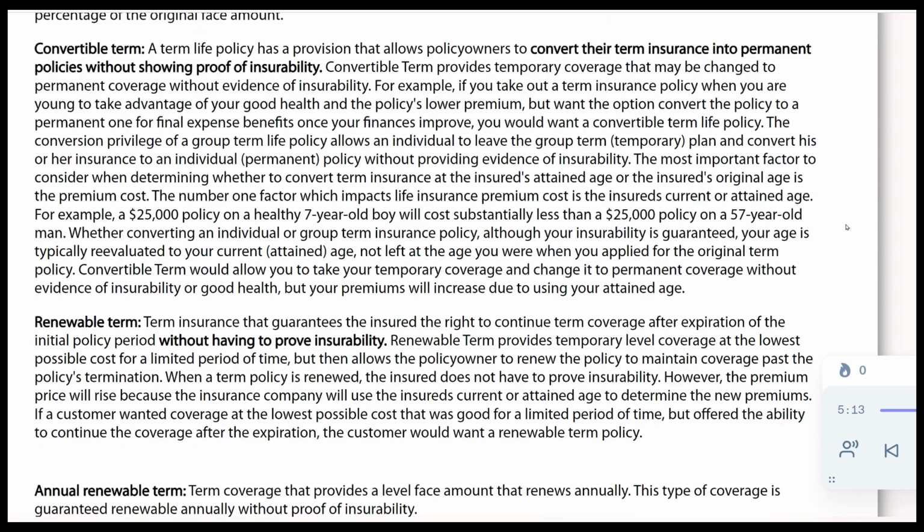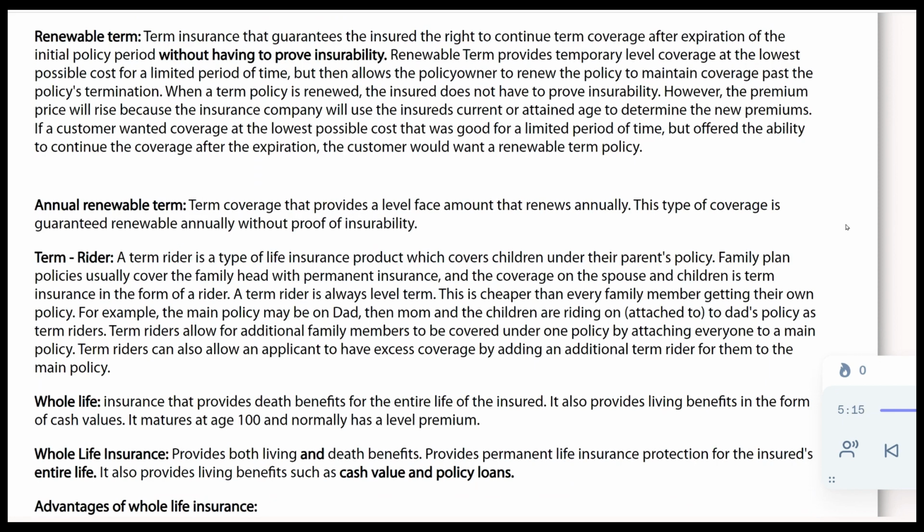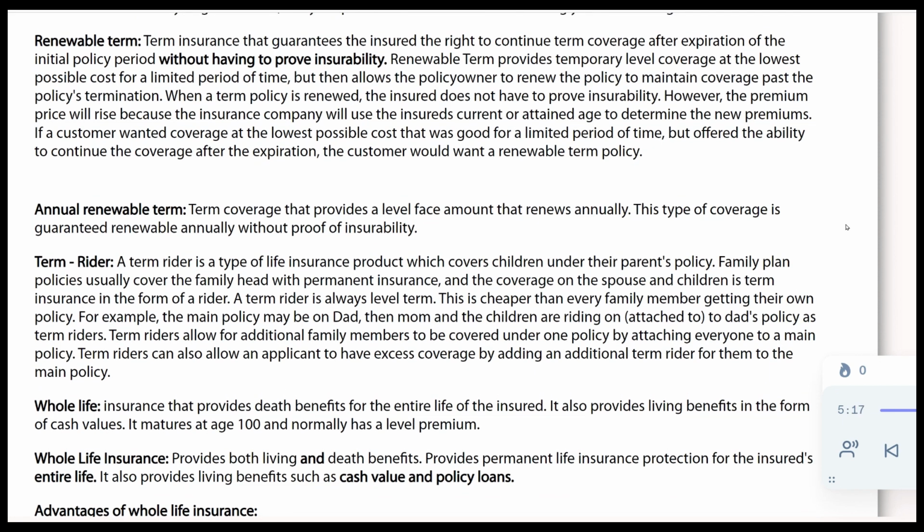Renewable term. Term insurance that guarantees the insured the right to continue term coverage after expiration of the initial policy period without having to prove insurability. Renewable term provides temporary level coverage at the lowest possible cost for a limited period of time, but then allows the policy owner to renew the policy to maintain coverage past the policy's termination. When a term policy is renewed, the insured does not have to prove insurability.